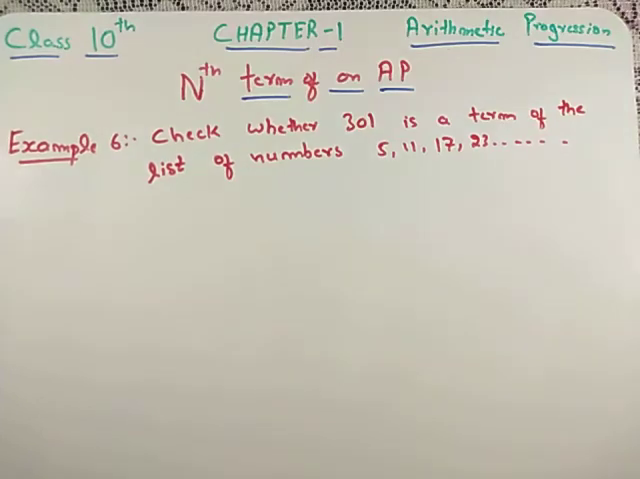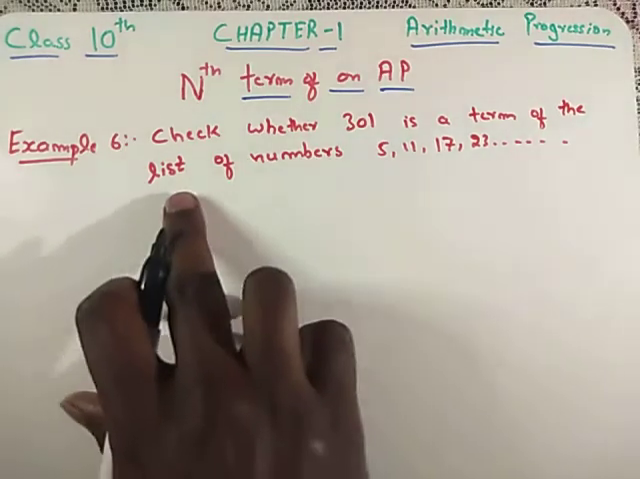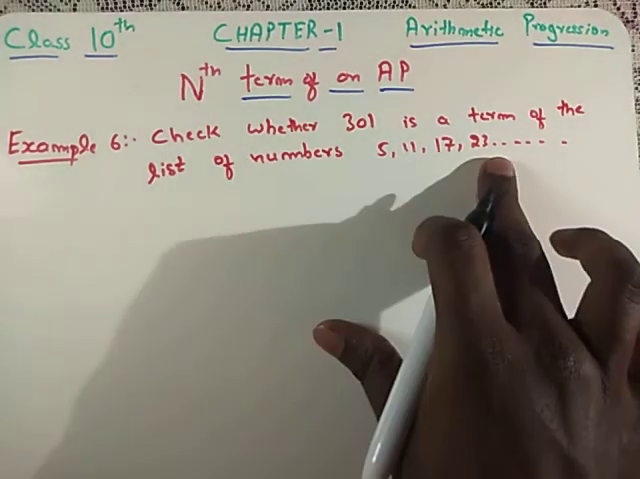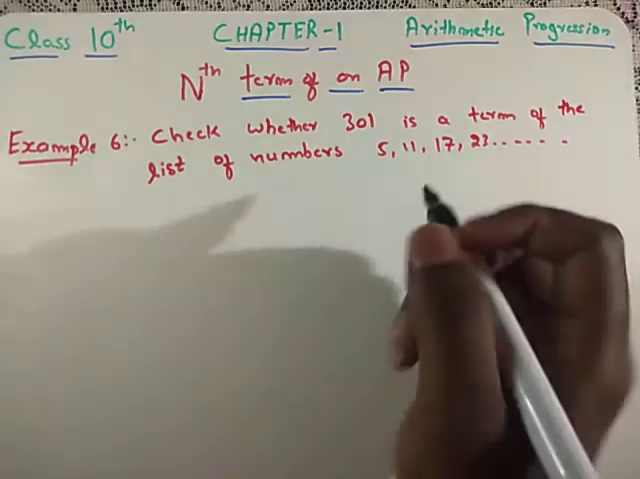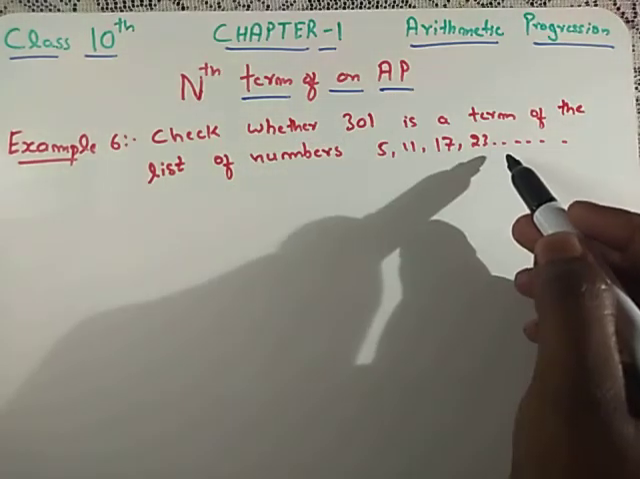Now, this is example 6 from the arithmetic progression textbook. Check whether 301 is a term of the list of numbers 5, 11, 17, 23. Here they have given the list of numbers 5, 11, 17, 23, and they are asking to find whether 301 is there in this list of numbers.